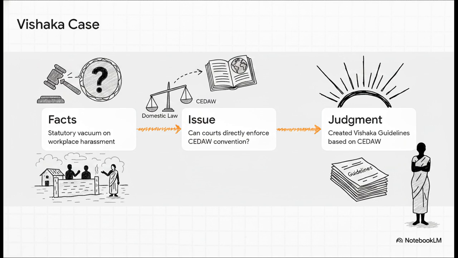It just wasn't there. So the petitioners urged the Supreme Court to look outward to the International Convention on the Elimination of All Forms of Discrimination Against Women, or CEDAW, which India had ratified. The big issue: could the judiciary just enforce an international convention when domestic legislation didn't exist?